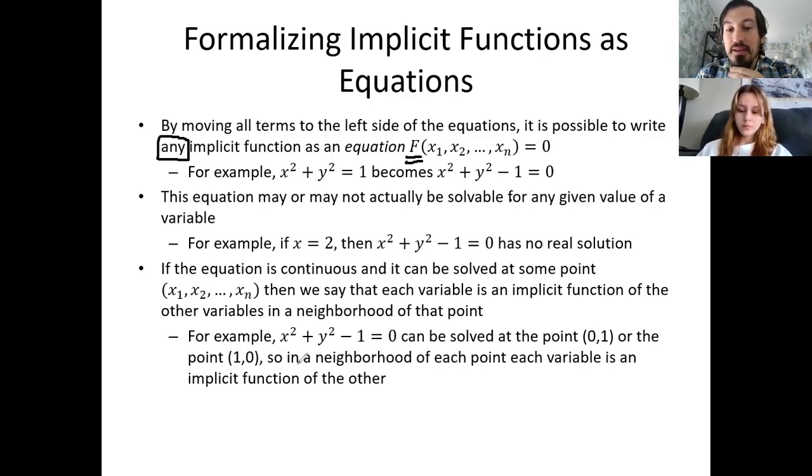X squared plus y squared minus 1 can be solved at the point 0, 1 or the point 1, 0. So in a neighborhood of each point, each variable is an implicit function of the other. Okay, this is a continuous function. X squared plus y squared minus 1 equals 0 is continuous. It's solvable at the point 0, 1. It's solvable at the point 1, 0. Those are both places. By the way, you guys know this is a unit circle, right? This is a unit circle.